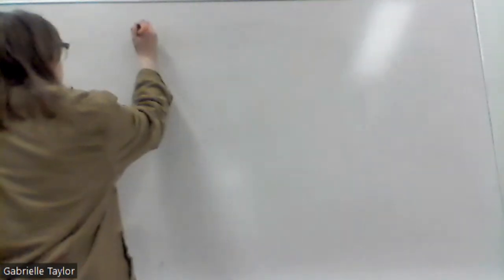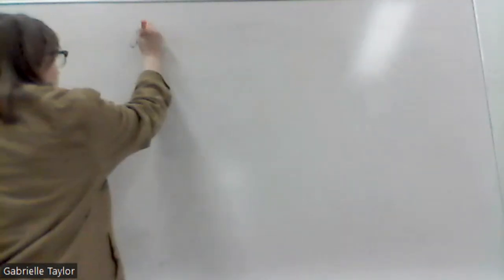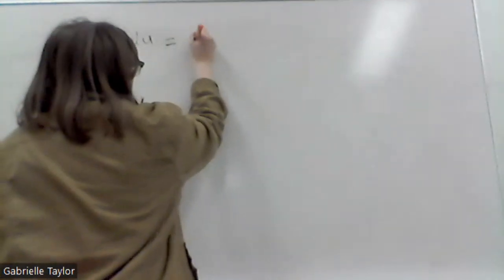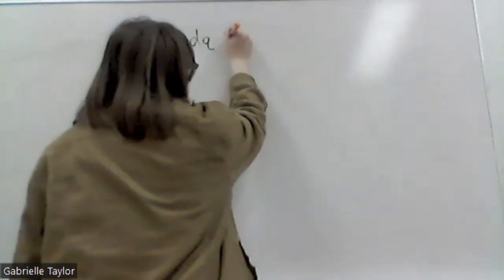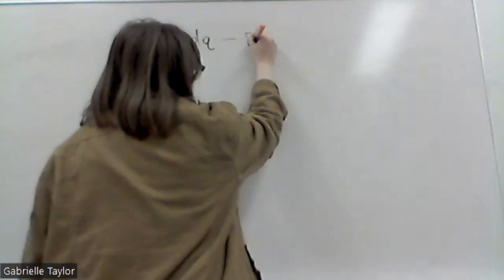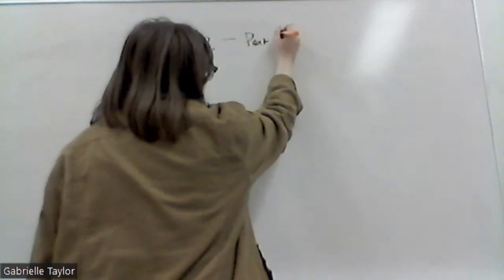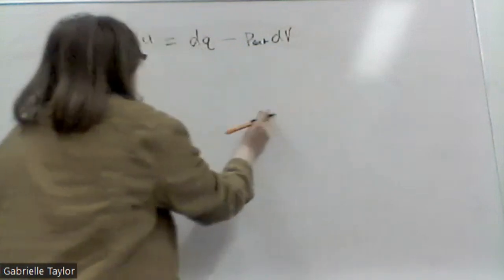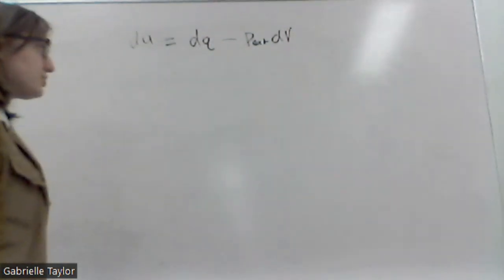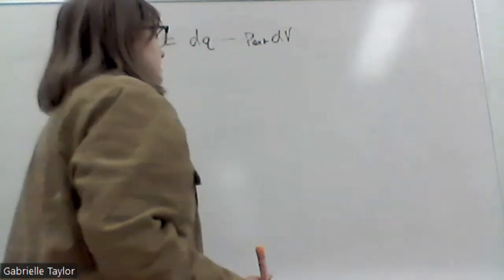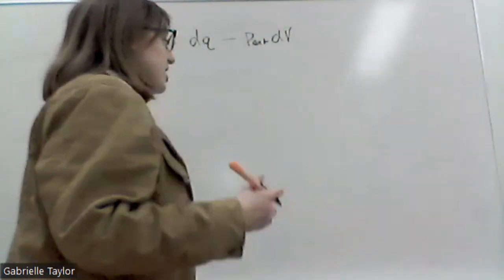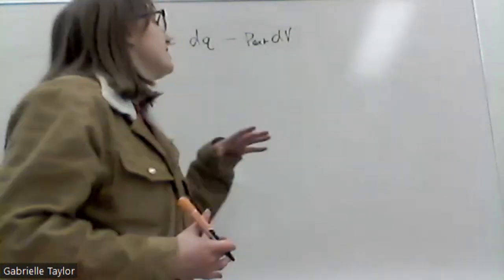So the first thing we want to do is write down the first law of thermodynamics. The differential change of internal energy equals the differential change of the work done on our system minus the external pressure times the differential change of our volume. Okay, so this is a reversible process, so our external pressure is going to equal our internal pressure.